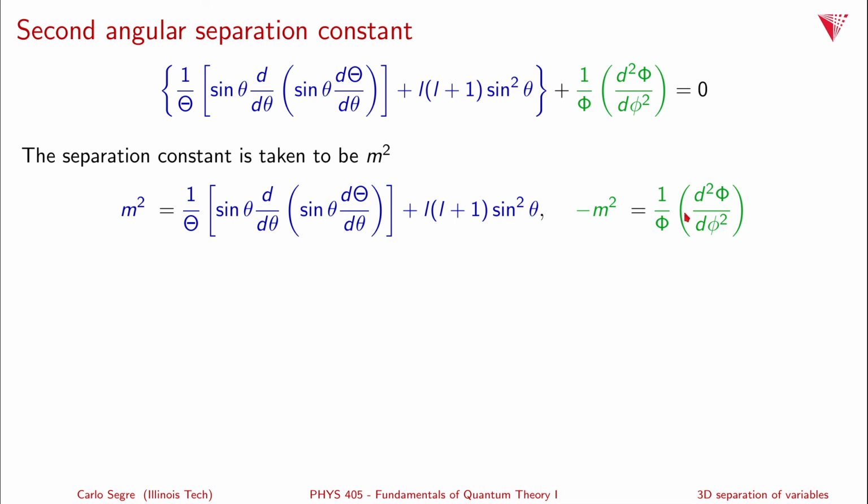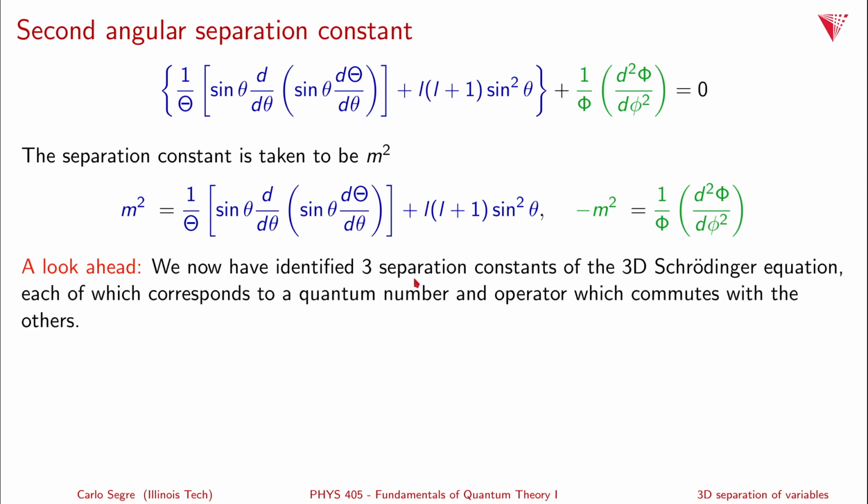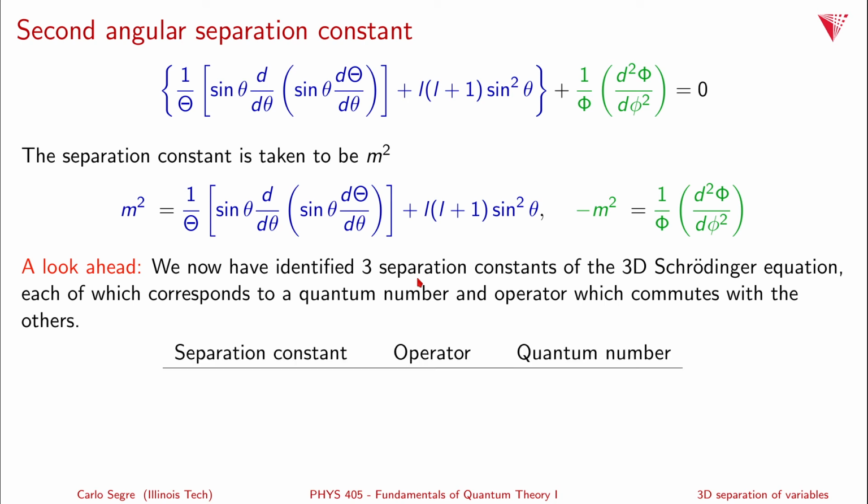Now, before we do that, which we'll do in the next video, we'll look for a minute at these three separation constants. So far, we've identified three separation constants of the 3D Schrodinger equation, each of which corresponds to a quantum number and an operator which commutes with the others, as it turns out. And this is important as we go further on. In this table, we have the separation constant over on the left, the operator that corresponds to that separation constant, and the quantum number that corresponds to that operator.